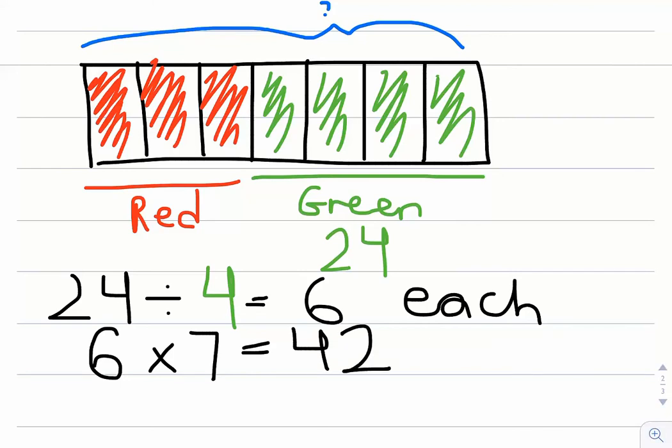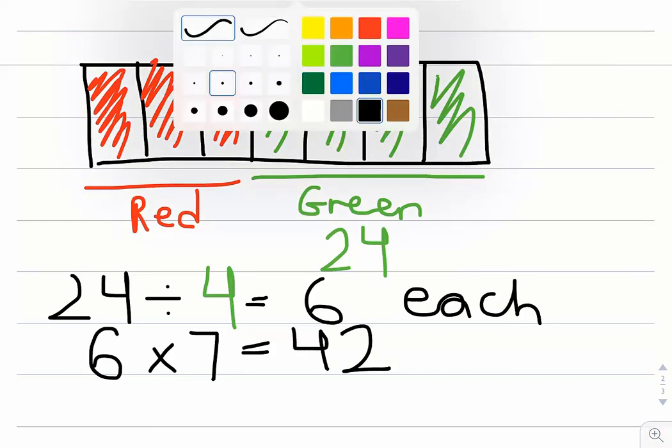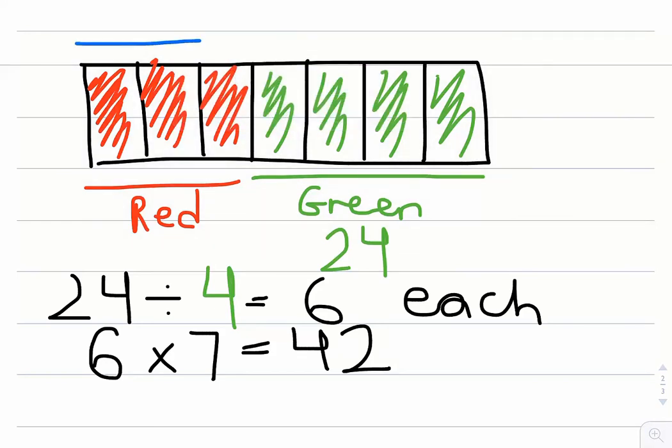42 is the total amount of apples. So now I can change this, and just to finish off my problem, say that all of this is 42. There are 42 apples altogether. That is my complete sentence to answer my problem. And this is what a fraction of a set looks like.